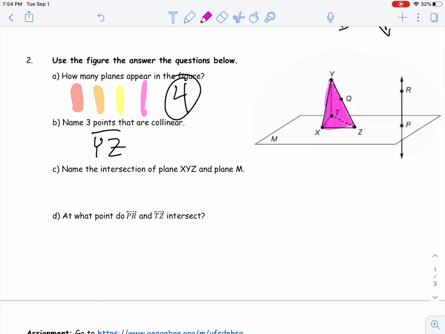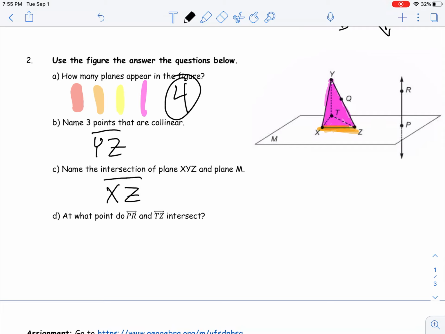This one right here. So that plane intersects with plane M, which is the big one. Remember on the bottom, I'm not going to fill it all in again. But where does it touch, this plane? Well, it touches all the way from X to Z. That line right there. So XZ is my final answer. Line XZ, or line segment XZ.